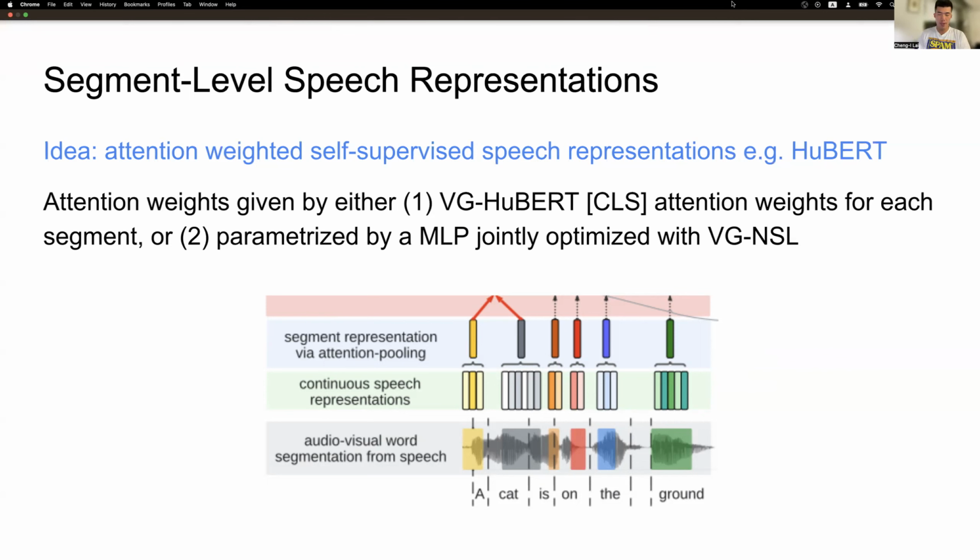The frame level speech representation can be obtained simply from a speech-only representation like HuBERT, or we can take the frame level representation from VG-HuBERT. The attention weights can be given by the inherent attention weights from VG-HuBERT, or they can be learned jointly with the VisionSL tree sampling module. By default, we take the frame level representation from VG-HuBERT and also the inherent attention from VG-HuBERT for getting the word level segment representation.